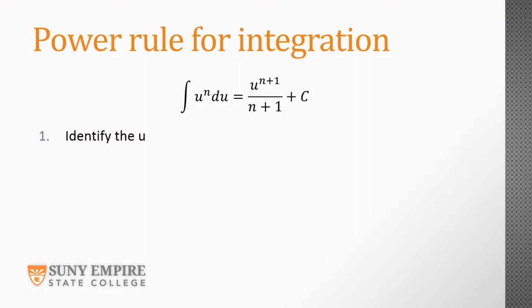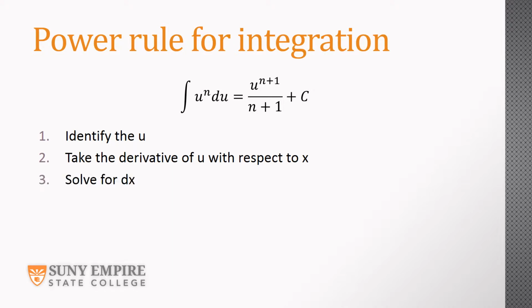The first step for u substitution is to determine what function is being raised to a power. Next, we take the derivative of the function u with respect to x, or whatever variable we are using. We will have some du equal to some function of x multiplied by dx. Solve this equation for dx.